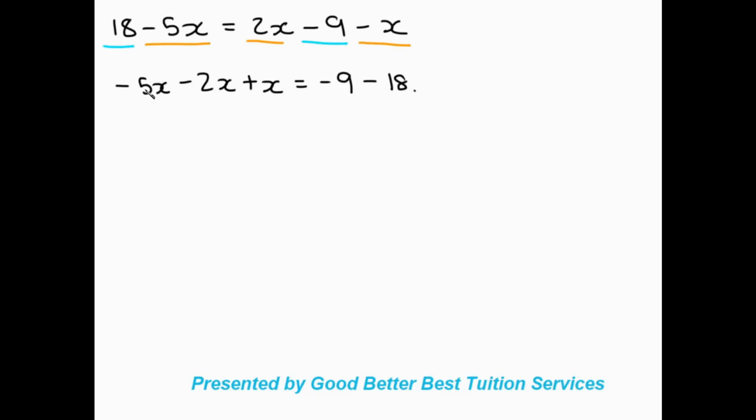So now if we look at this, we have negative 5x minus 2x, negative 7x, plus x, which is equal to negative 6x. And now we have negative 9 minus 18. So that will equal negative 27.